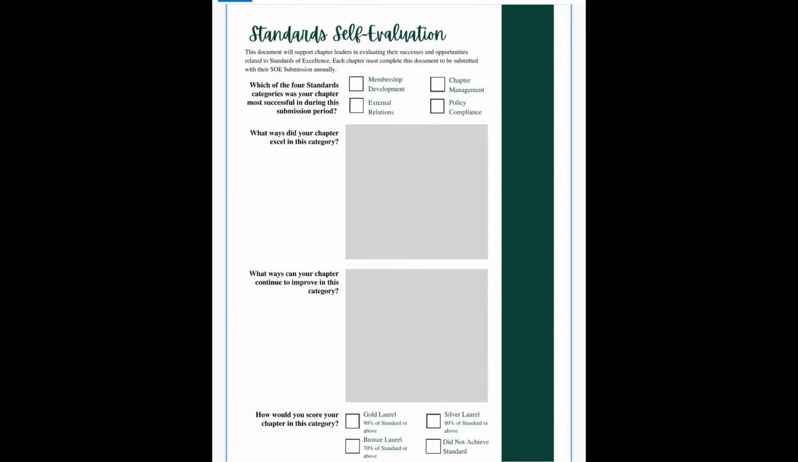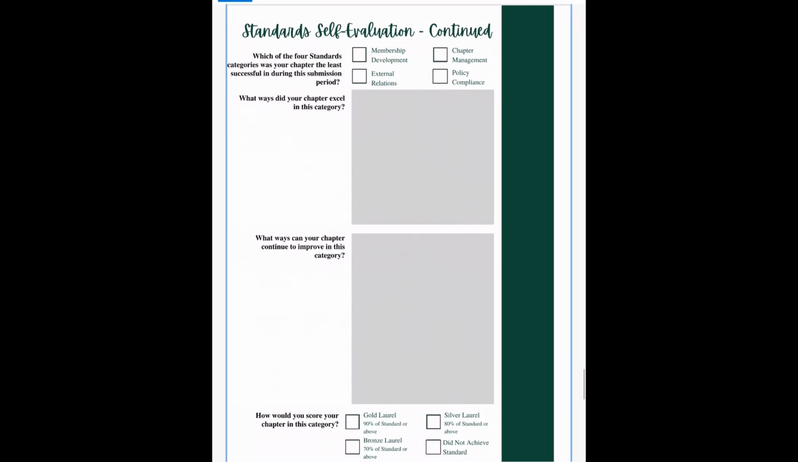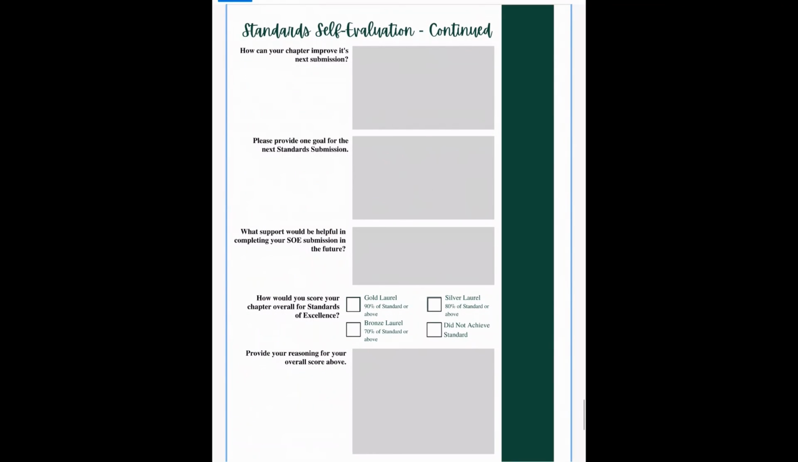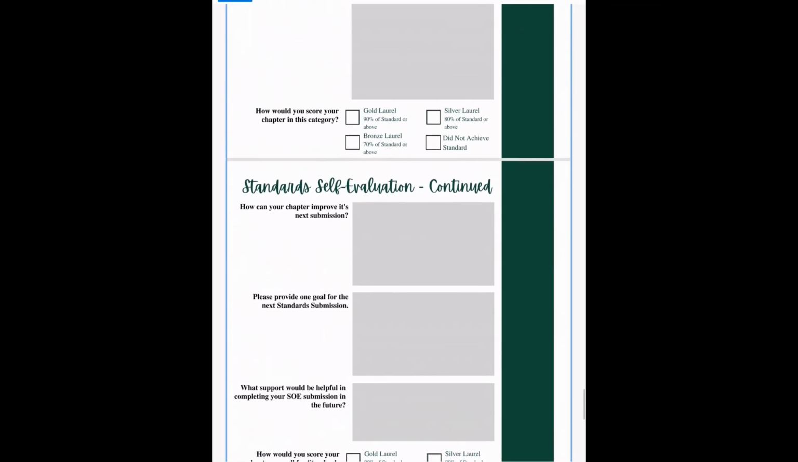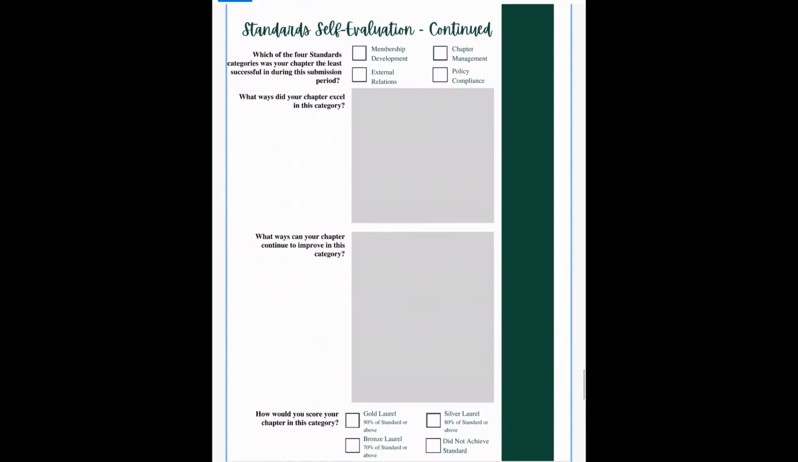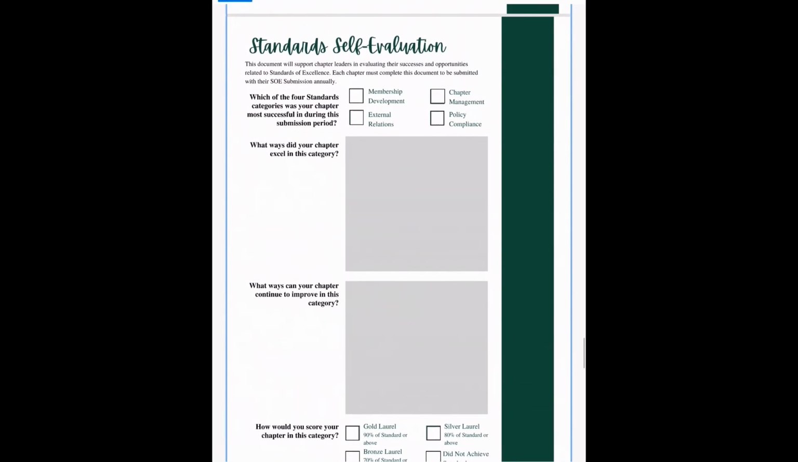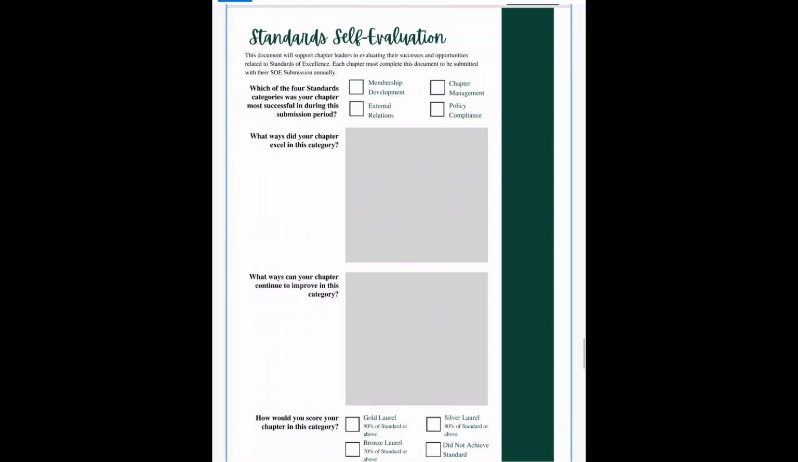The final form in the submission forms document is the Standards of Excellence Self-Evaluation. This document is an important reflection tool for chapters after they've completed their submission documents and will aid fraternity and sorority life in continually improving the SOE program and the resources available to chapters. The self-evaluation is not provided to judges who review your materials, and the points for the completion of this self-evaluation form will be provided by fraternity and sorority life staff.